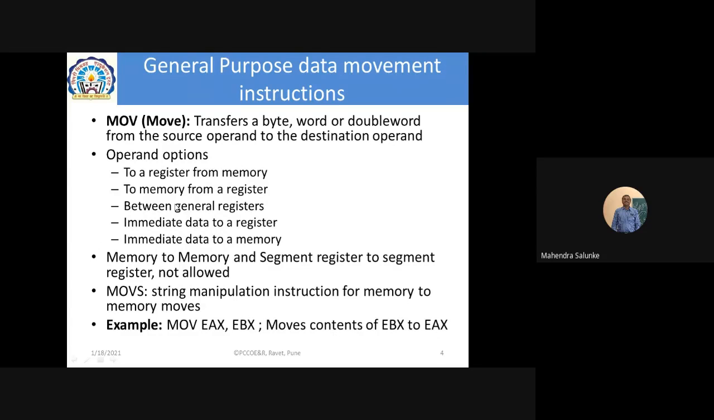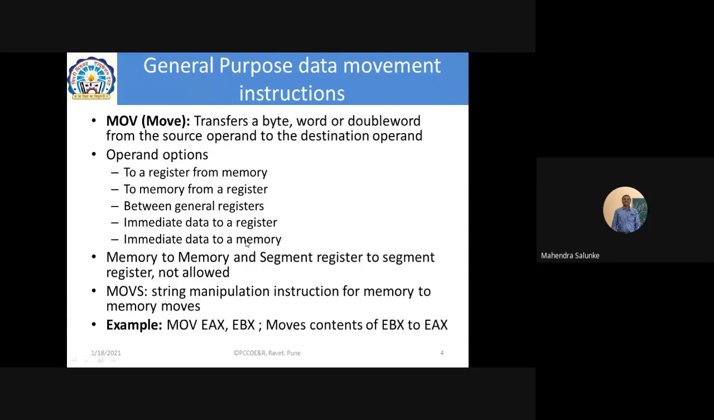Now there are different combinations of operands which we can write here, and there are some restrictions as well. So what operand combinations are possible? To a register from memory, so I can move data from memory to a register. Then to memory from a register. Between general purpose registers I can move. Then immediate data I can move to a register, so that is also a valid operand combination. Then immediate data I can move to memory, so this is also a valid combination.